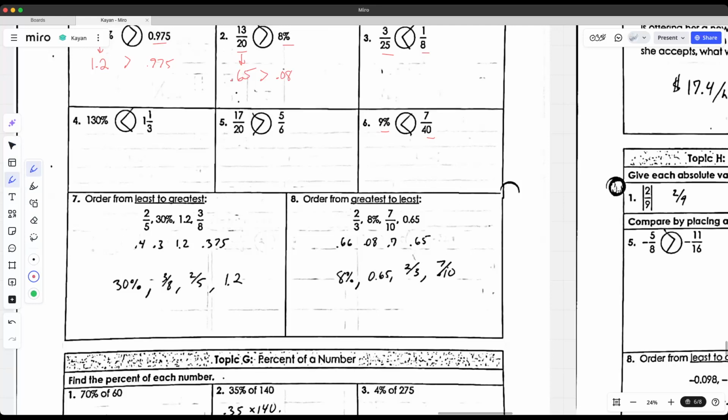These ones, you probably remember this from last year. You just convert them all to decimals and then compare them and then put them in the right order.